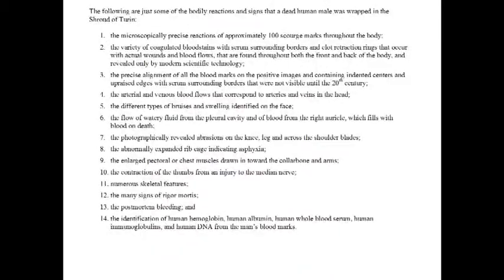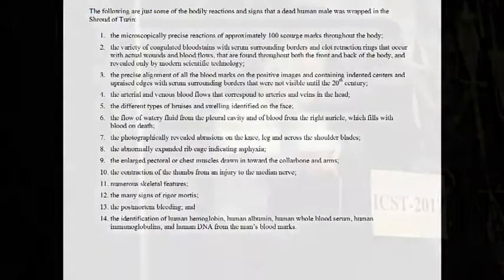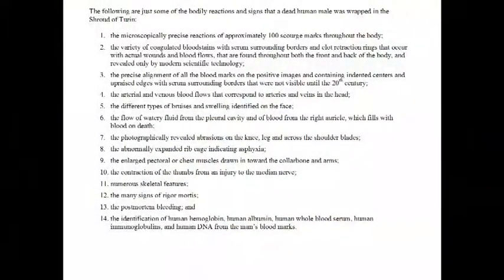These are just some of the bodily reactions and indicators that a dead human male was wrapped in the Shroud of Turin at the time his body images and blood marks were encoded on this burial cloth. I'll quickly go over them, but please read them. These are the microscopically precise reactions of at least 100 scourge marks throughout the body containing indented centers and upraised edges with serum surrounding borders that weren't even visible until the late 20th century.